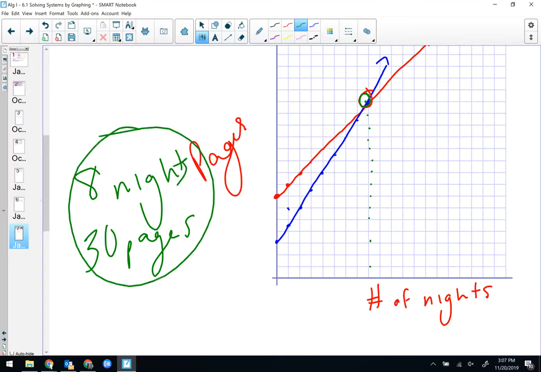All right, there it is, folks. Now, a little bit later on, we will talk about an easier way to solve this problem other than graphing. And you're going to be like, oh, man, that's nice. Okay, but for right now, all we know is graphing.